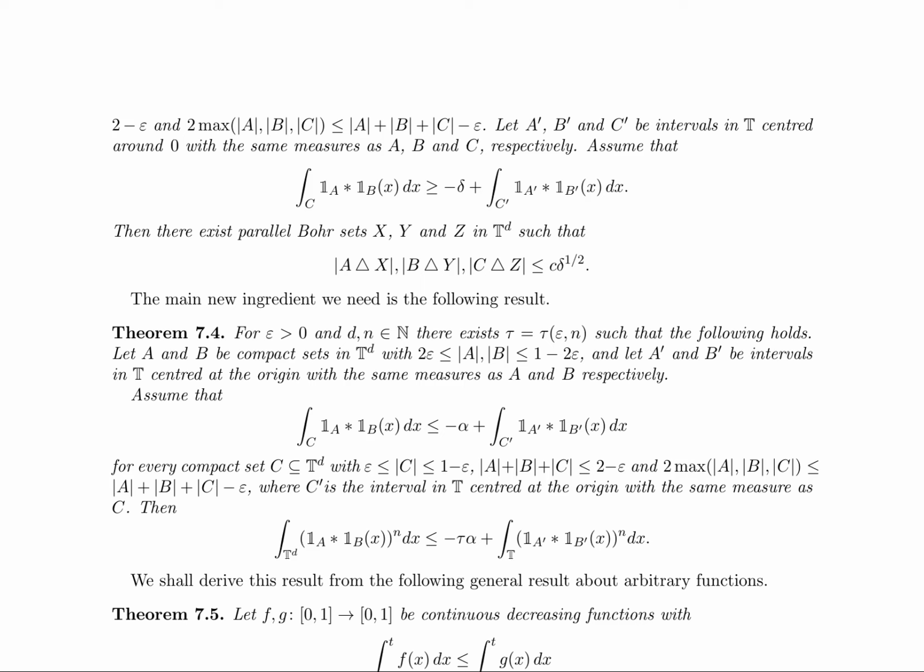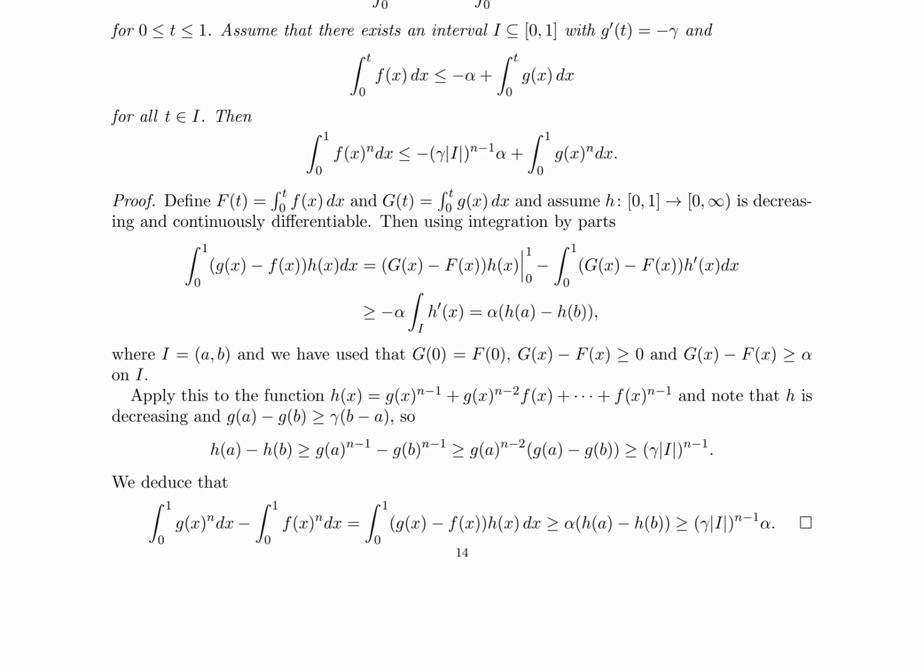It states that for given compact sets A and B in a space Td, there exists a relationship between the integrals of functions over these sets and their transformed versions. This is derived from a more general result, Theorem 7.5, about arbitrary functions. The proof involves the application of integration by parts and the properties of decreasing functions, with significant implications for the understanding of set measures and their interactions with functions.